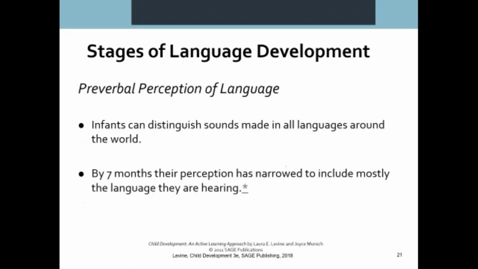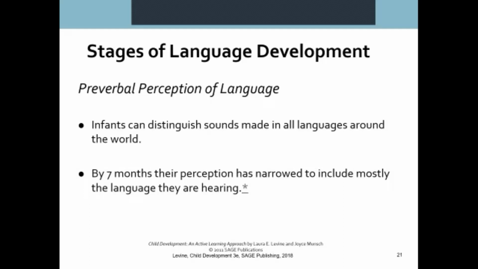Okay. Pre-verbal perception of language. Infants can distinguish sounds made in all languages around the world. They've been called citizens of the world because of this. I told you in an earlier video, when I was talking about phonemes, the smallest sound units of the language, that there are certain sounds in other languages that we cannot distinguish if you're just an English speaker. So I told you about the two D sounds and the two T sounds in the Hindi language. Well, babies can distinguish those sounds.